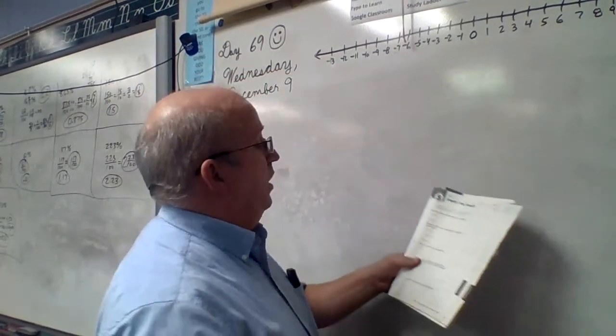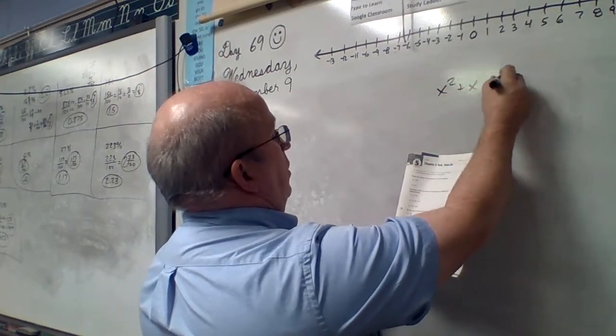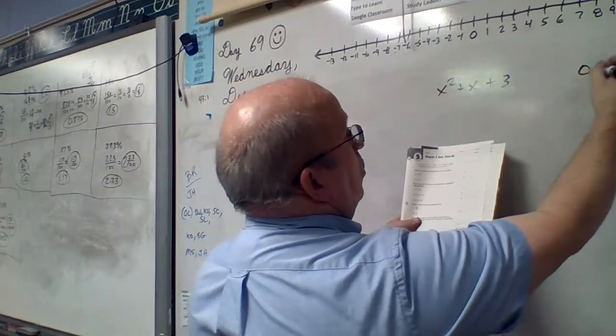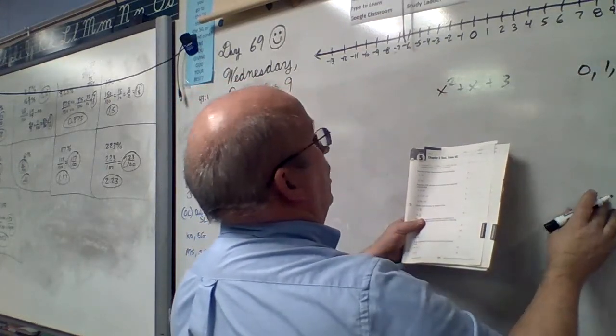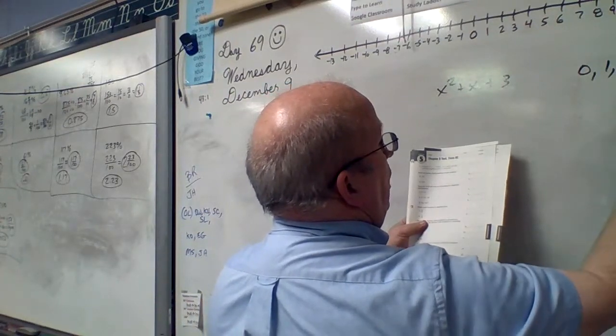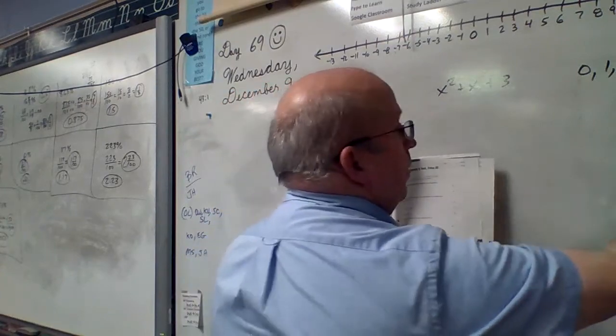It says evaluate x squared plus x plus 3, and it says do that for 0, 1, and 2, and then it says figure out whether the answer is prime or composite. What do they mean by that?